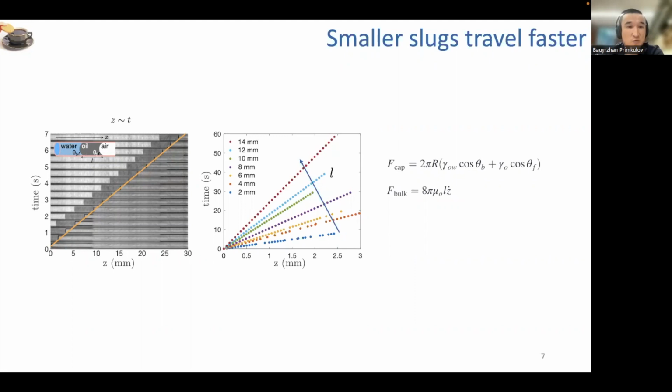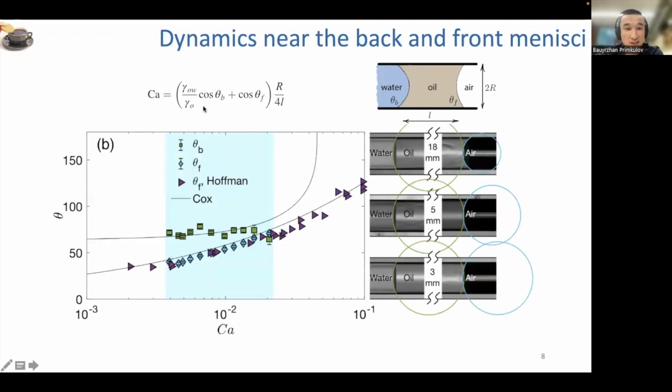And in this setup, the reason the whole thing moves at a constant speed is that all of the action takes place inside the viscous oil. The viscosity of water and the viscosity of air are negligible compared to the viscosity of this silicone oil. So on the scale of a single capillary tube, it moves at a constant speed. Now you balance these forces, and you get a relationship between the capillary number, which is the speed at which the slug moves, and the dimensions of the slug. R is the radius and L is the length of the slug. If you knew how both contact angles behaved, you would know exactly how fast this slug would move.